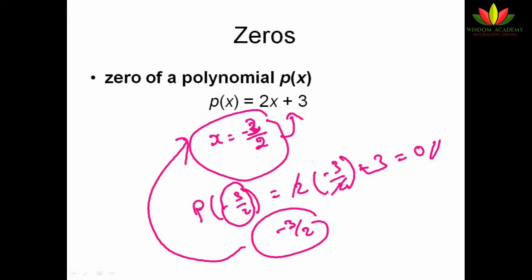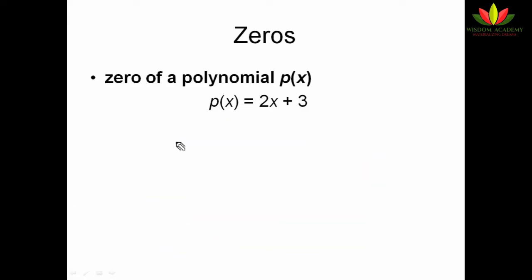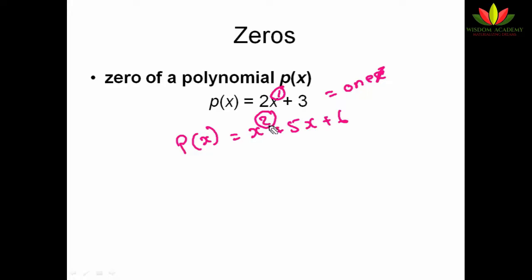Okay, so I will take one more example and show you. I will take p of x as a quadratic polynomial, that is x square plus 5x plus 6. According to the degree, the number of zeros also increases. This is a polynomial with degree 1, so I will get only 1 zero. But here I will have 2 zeros because the degree is 2. The maximum number of zeros for a quadratic equation is 2.